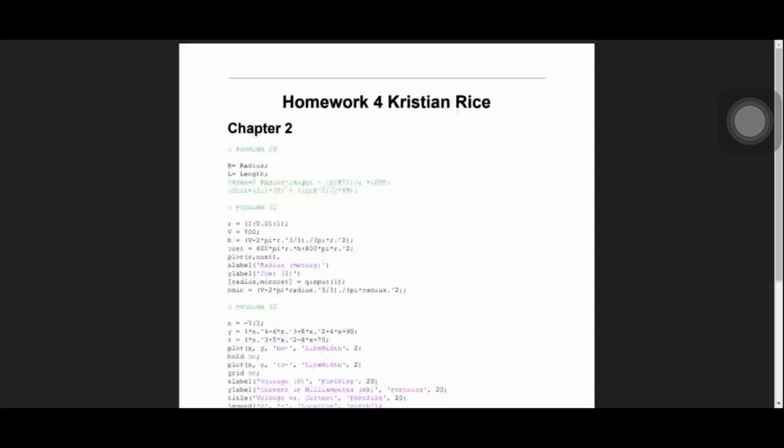Right? I mean, if you want to say, oh, I just want to put that R is the radius, L is length, then put it as a comment. Put a percent in front of it.